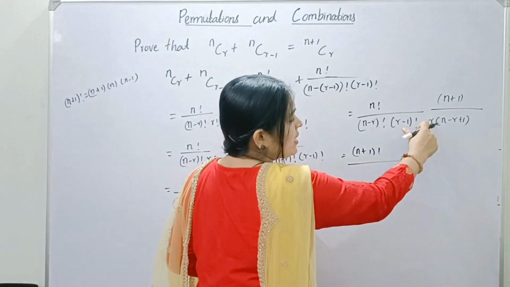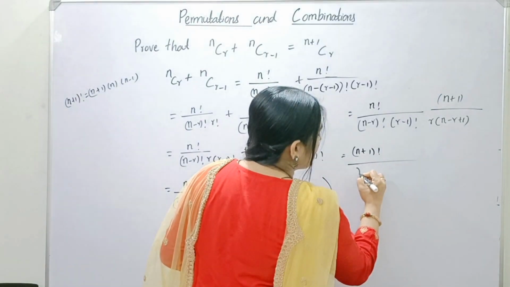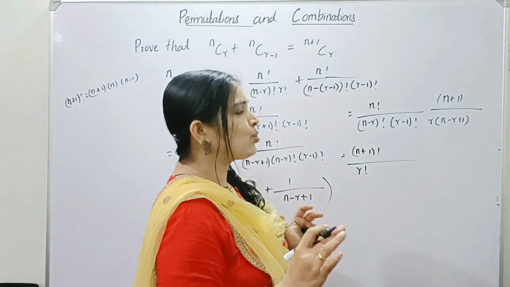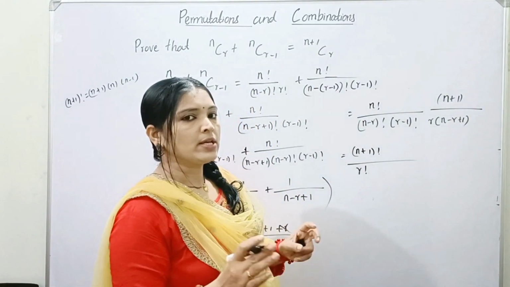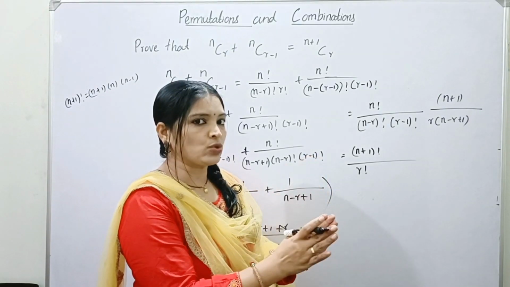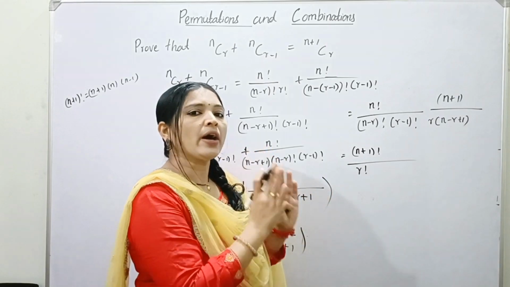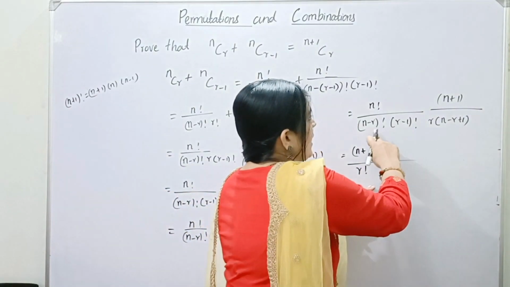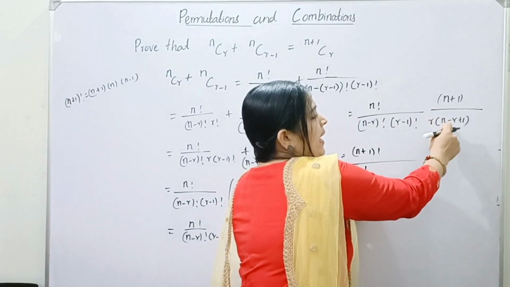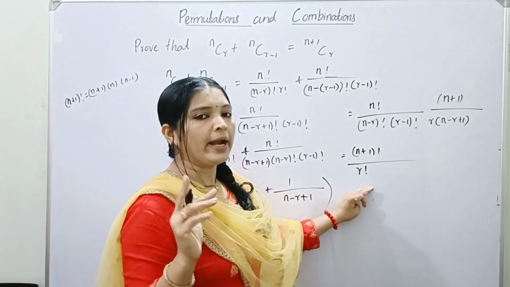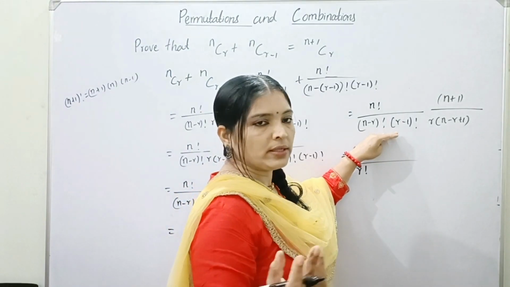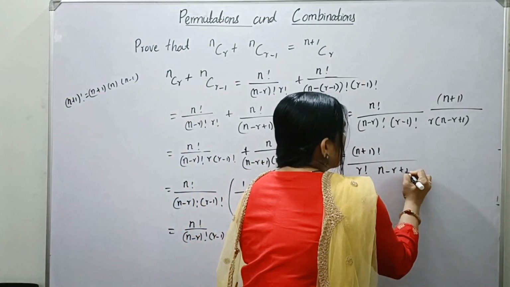Let us take it together. r into r minus 1 factorial is nothing but r factorial, isn't it? r minus 1 factorial is 1 into 2 into 3 into etc. till r minus 1, and into r, that is r factorial. Next, n minus r factorial into one more term, n minus r plus 1, added 1. So n minus r factorial into n minus r plus 1 is nothing but n minus r plus 1 factorial.